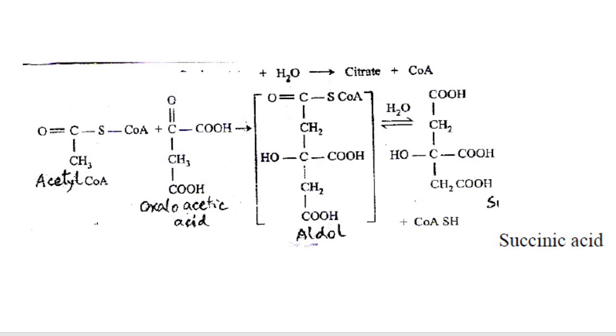Now look here, acetyl coenzyme A. Focus on the structure. I am trying to give you the heart of the chapter, because this is a little bit hard, but if you practice then it will be very easy, like general chemistry. So oxaloacetic acid, then aldol, then coenzyme SH, and you can see the citric acid.